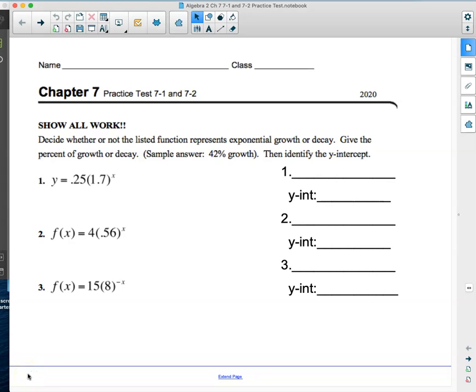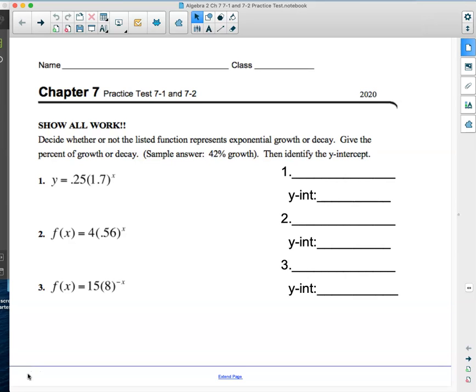Show all work, and decide whether or not the listed function represents exponential growth or decay. Give the percent of growth or decay, and there's an example there. Sample answer: 42% growth. And then identify the y-intercept. It hasn't been so long since we did this. We had a whole page of this in our notes.